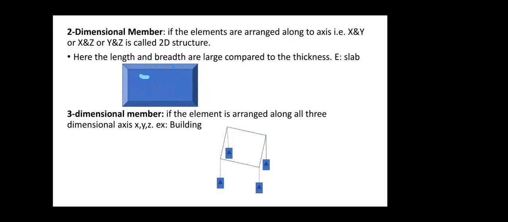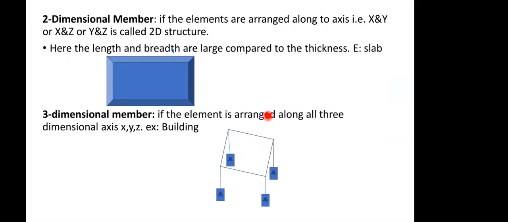Now coming to three-dimensional. A three-dimensional member is an element which is arranged along all three axes x, y, and z. For example, a building or a cube, we can say. In a cube, all three dimensions are the same. In this three-dimensional member also we have height, width, and breadth. Breadth, width, and height are predominant, so all can be measured. So we can call that a three-dimensional member.